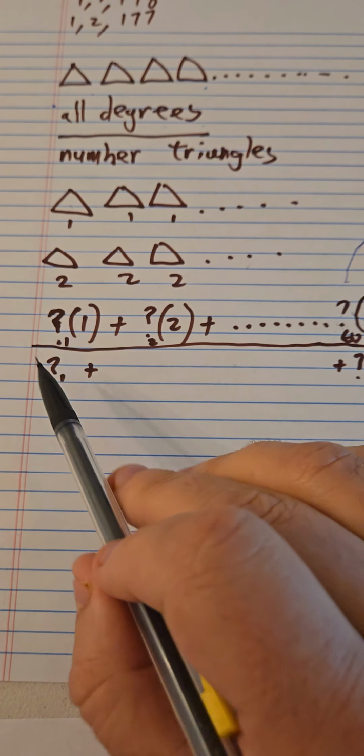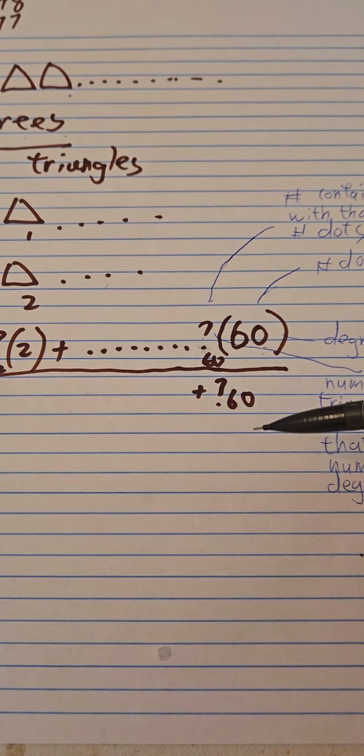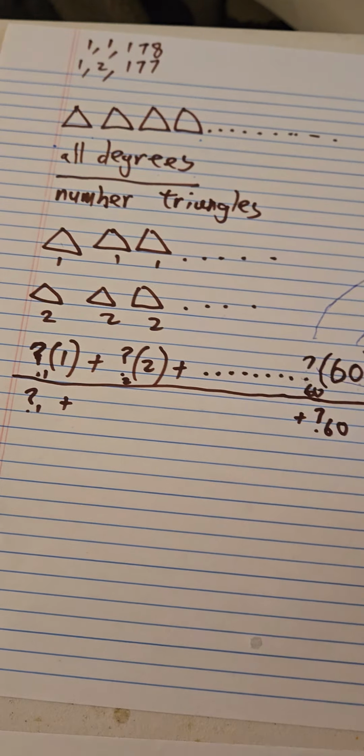The number of those with the smallest is 1, plus the number with the smallest is 2, all the way up to the ones where the smallest is 60. So that's what I'm going to now calculate.